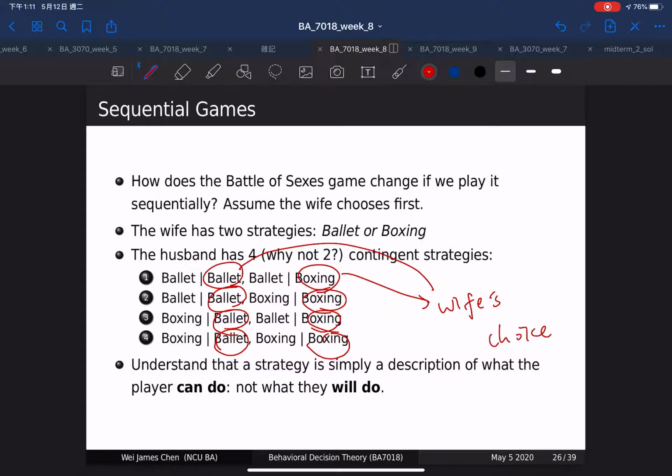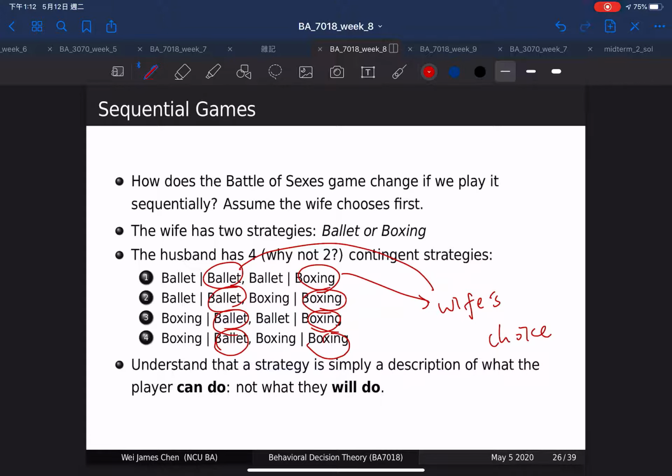That's one strategy. You might want to argue with me, saying he's not going to do that, because if I observe my wife go to ballet, I will go to ballet, but if I observe my wife go to boxing, I should also go to boxing, right? But that's not the point here. When we're talking about action and strategy, we're not talking about what will happen. We're just talking about what is possible. So this is one possible strategy.